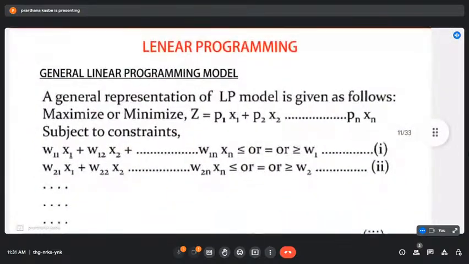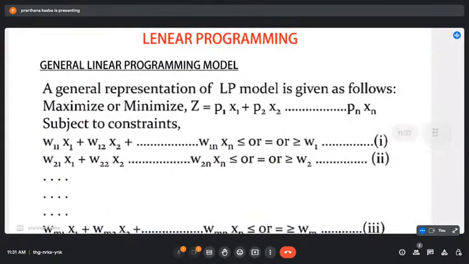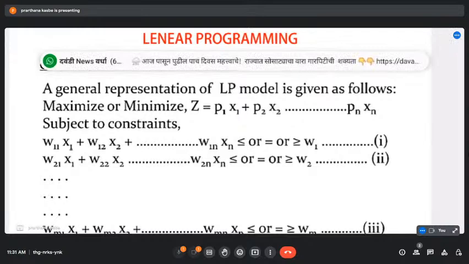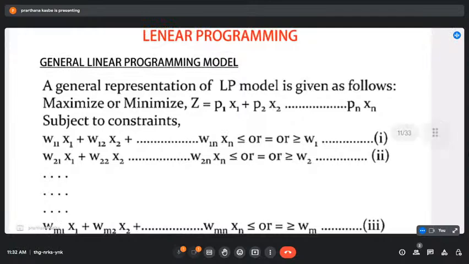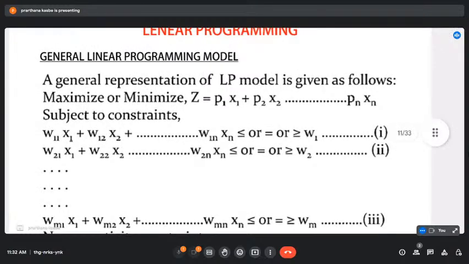Now, the general linear programming model. A general representation of LP model, LP stands for linear programming, is given as follows. Maximize or minimize Z is equal to P1 X1, P for price, X1 is commodity. So Z is equal to P1 X1 plus P2 X2 dash dash dash Pn Xn.